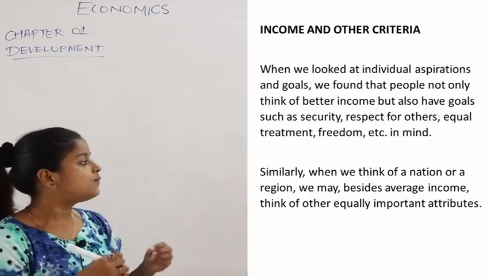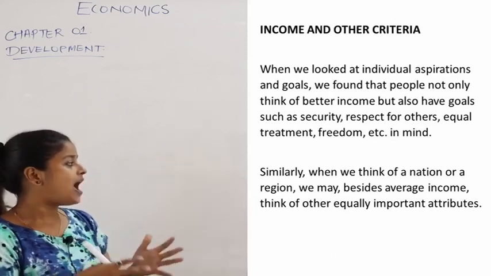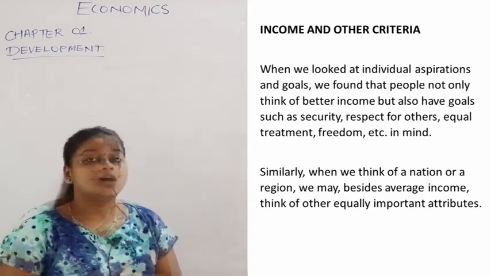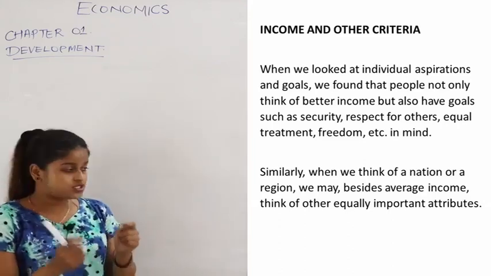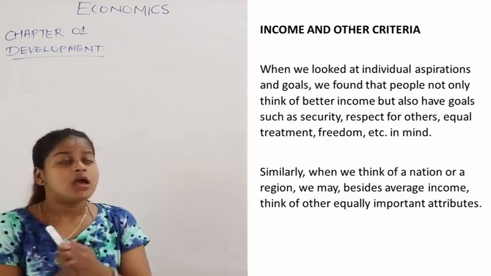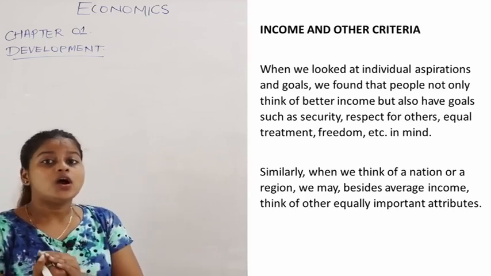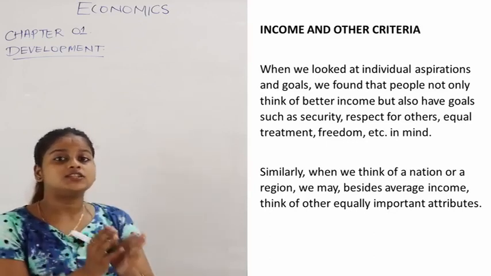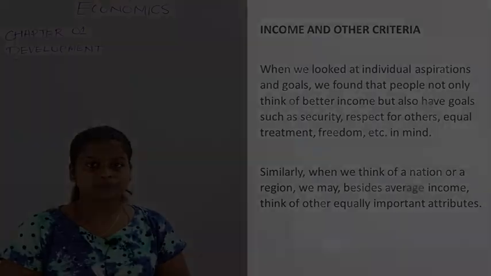Similarly, when we think of a nation or a region, we may, besides average income, think of other equally important attributes. So we understand that if we are considering a nation or a region, not just focusing on average income, there are other equally important factors that we need to consider. Now we will see two different tables, but we will first understand the smaller table that is on page number 10 of your textbook.